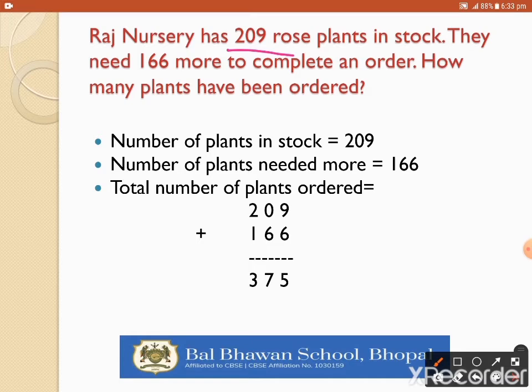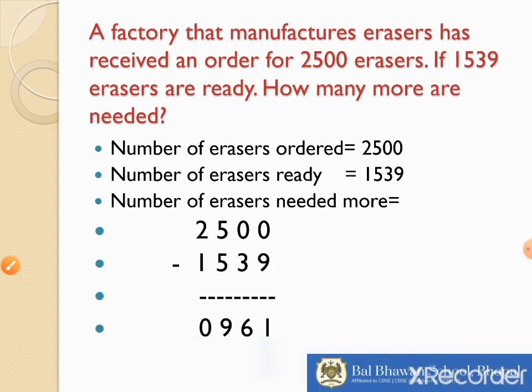So the number of plants in stock are 209 and the number of plants needed more are 166. Now the number of plants that are ordered in all or total means you need to add 209 and 166. So when you are going to add them, 9 plus 6 will give you 15, where 5 will be written on one's place and 1 will carry over. Now 6 plus 1 is 7 and 2 plus 1 is 3. So the total number of plants ordered are 375.